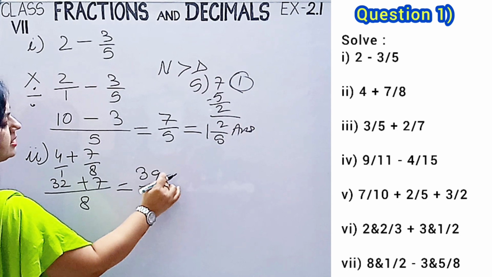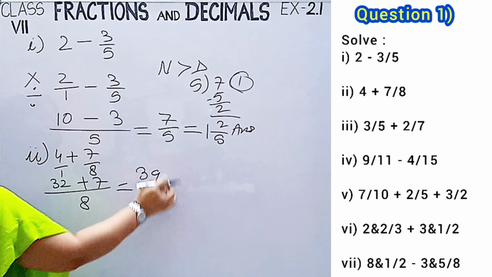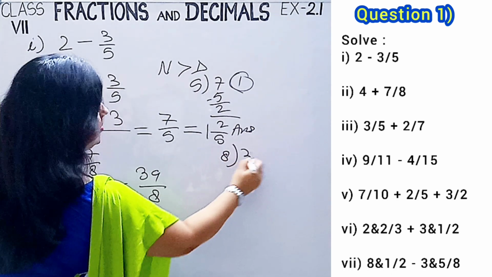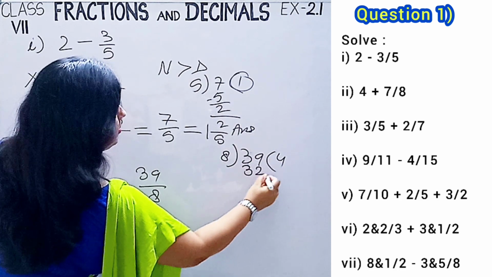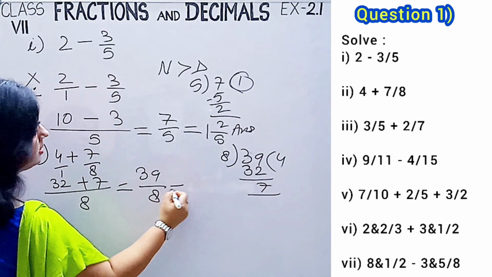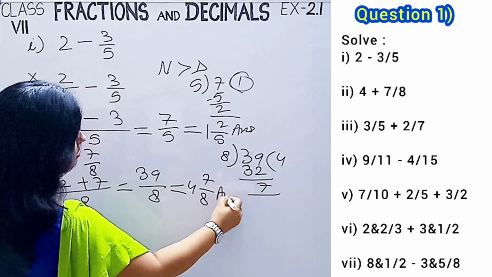Here the numerator is greater than the denominator. It means this is an improper fraction. So now we have to change it into a mixed number. 8 4s are 32. 7. So here 4, 7 upon 8. Answer.